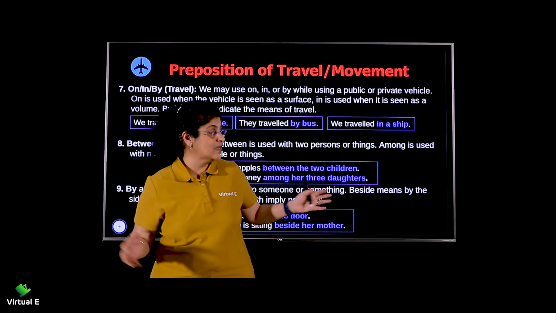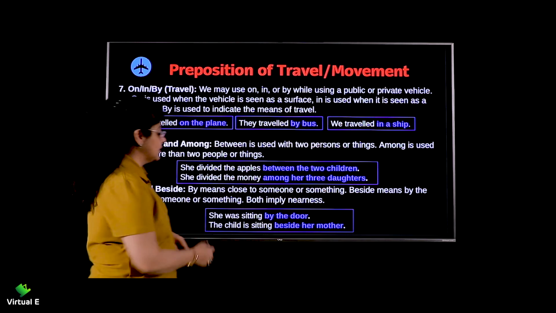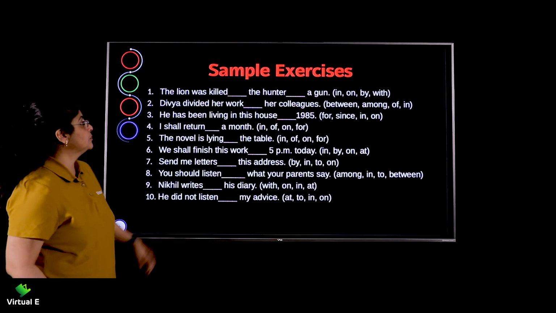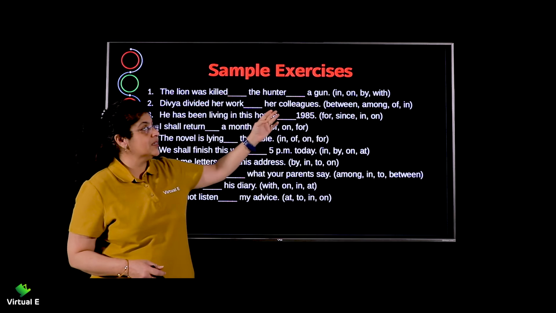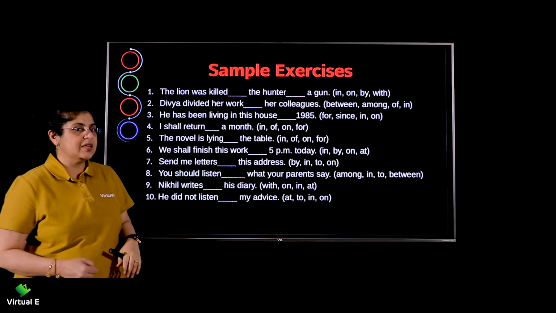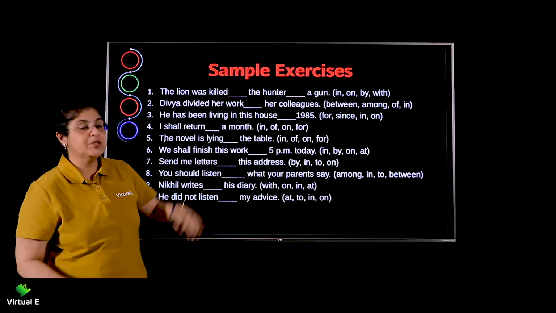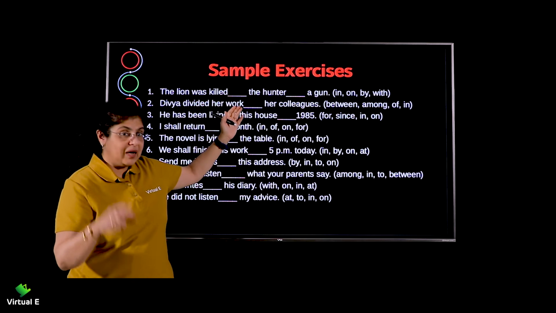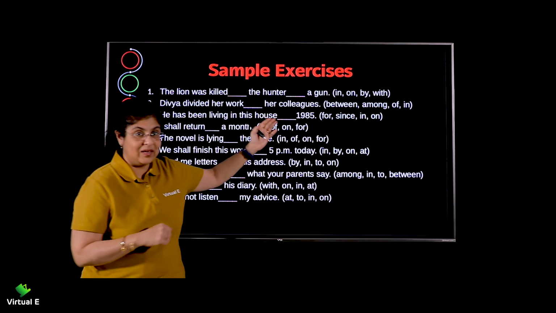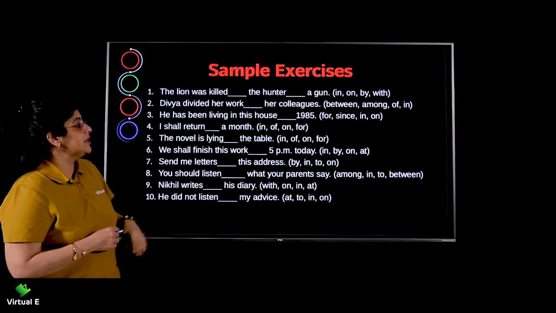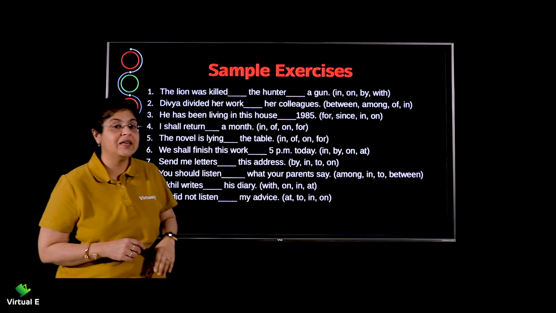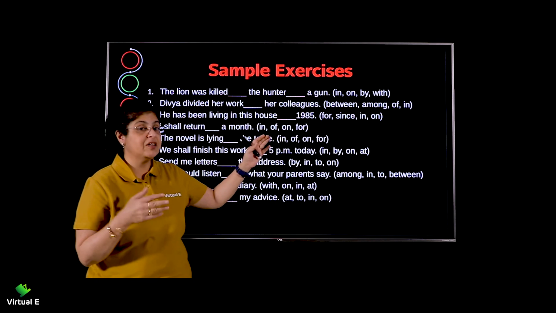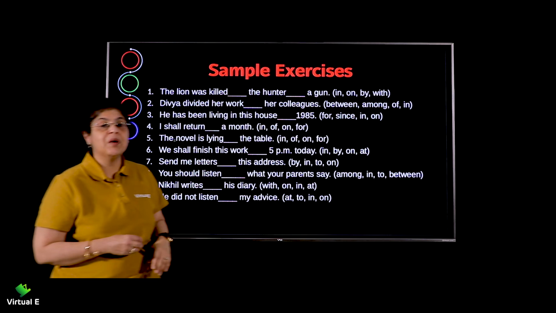And of course, once this has been understood, we can move further to the exercises. So, let's go for it. Just one basic exercise first. The lion was killed, dash, the hunter, dash, a gun. Now, before I say the answers, you have to think of the answers. Options are given to you. So, the lion was killed by the hunter with a gun. Perfect. Divya divided her work, dash, her colleagues. You see, it's colleagues. It's not mentioned two. So, definitely it's more than two. So, we will say among.